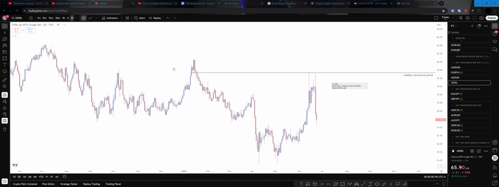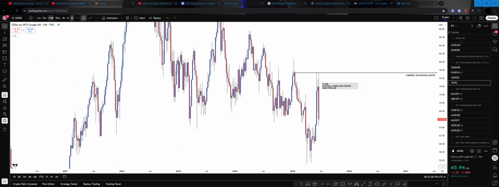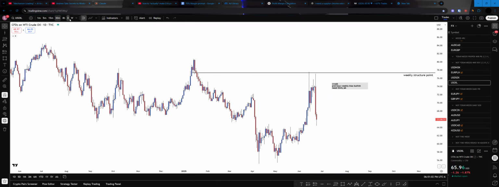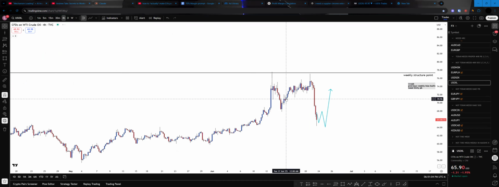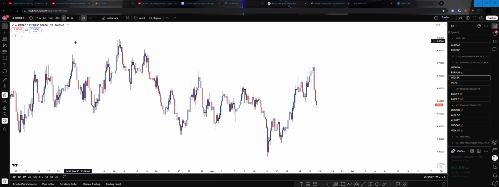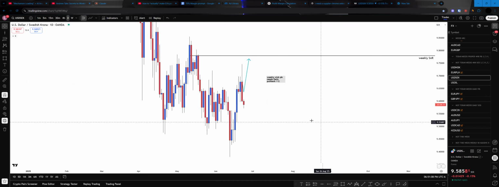If we go to the weekly, you can see it's right there. It didn't reach this. So this is still a valid play. It's pulling back deeper on the daily. That's good. Now the 4 hour will still need to shift structure in order to go bullish.